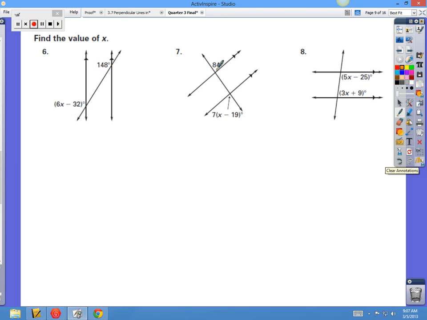Okay, you're going to start right here. That's 84, that's 84, that's 84, that's 84. Those four angles are congruent. The other ones are going to be 180, take away 84. So it's going to be 96. So that'd be 96, that would be 96, that would be 96, that would be 96.